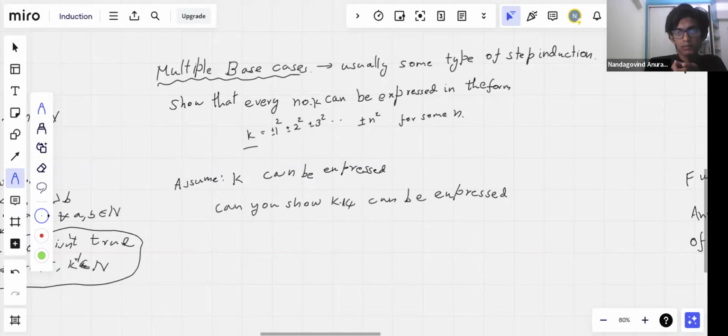k plus 4 can be expressed as above. That is, for some sequence of plus or minuses, and for some n. These plus or minuses and n are entirely up to you. You have that k can be expressed as some sort of continuous sum. And the question is, can you show that k plus 4 can be expressed in such a sum?